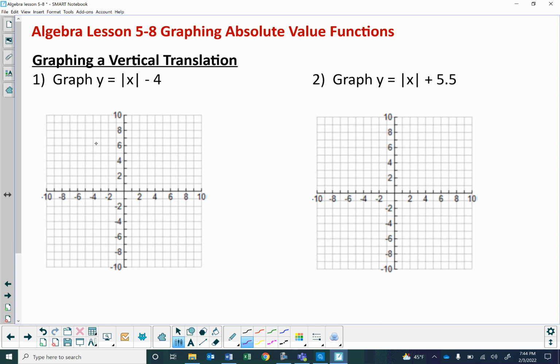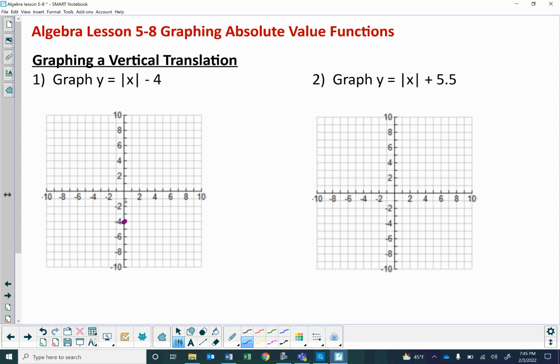I don't have to write my parent function, but I could if I wanted to. You can draw the parent function if you like to, or you can just look at this and say, okay, I'm going to graph y equals the absolute value of x minus 4. I know my parent function would be at the origin. I know this is going to translate that parent function 4 units down from the origin, so I'm going to start here at negative 4.